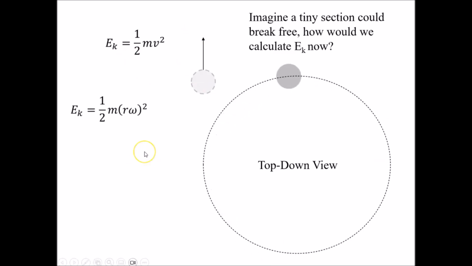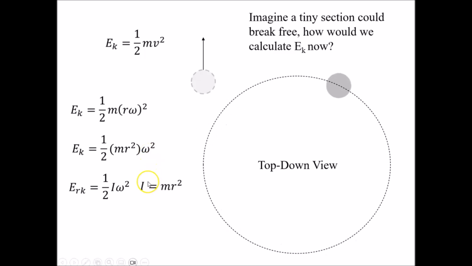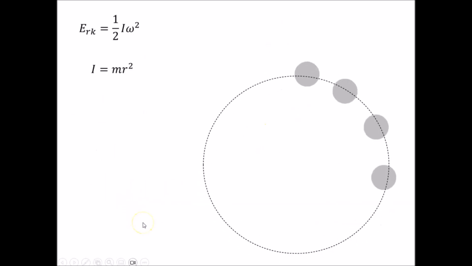Well, we know tangential velocity is equal to r omega, so therefore the energy of it must be 1/2 mr squared times omega squared. Well, mr squared is really the rotational inertia of that while it's moving in a circle. And so the rotational kinetic energy of this as it's moving in a circle must be 1/2 I omega squared.